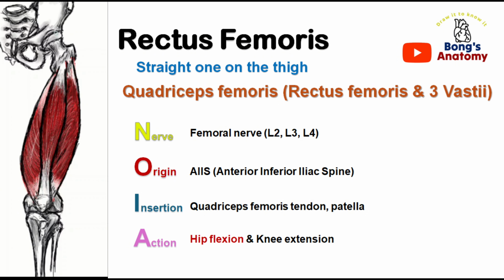Rectus femoris, I call this one Bobby and the 3 Musketeers, because Bobby is special. How special? This one originates from the anterior inferior iliac spine, which crosses over the hip joint line. So it also functions as a hip flexor, while all the other quads are just knee extensors. So this one is special, and the name means straight one on the thigh.